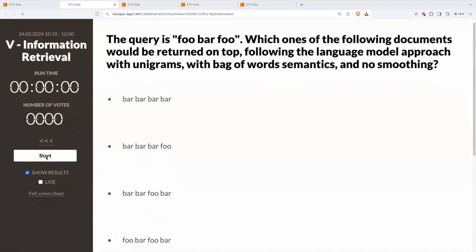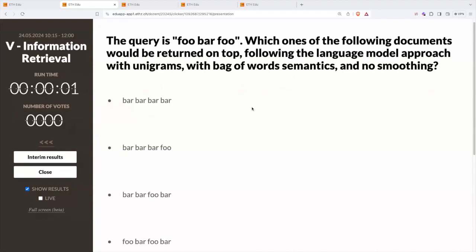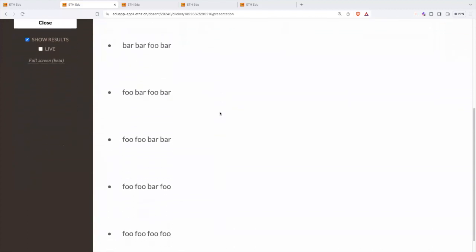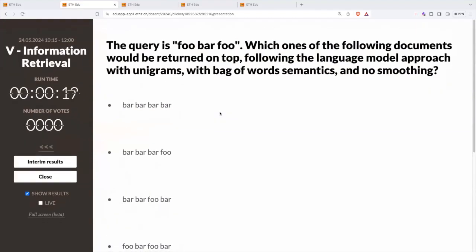The query is foo bar foo. Somebody type that in your search engine. Which ones of the following documents would be returned on top if you use the model I told you? So the more likely that could have generated foo bar foo. Here you really need to build a model for every one of these documents. And what is the most likely to have produced this query? Bag of words semantics, corrected with multinomial coefficients, and no smoothing.